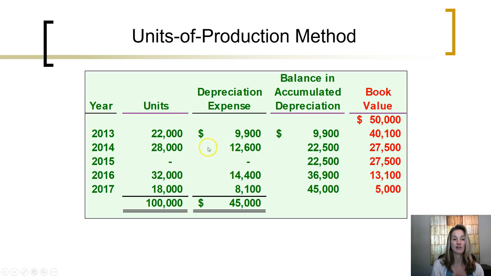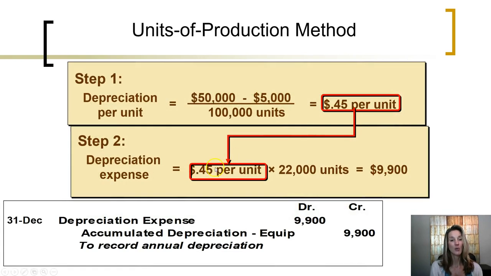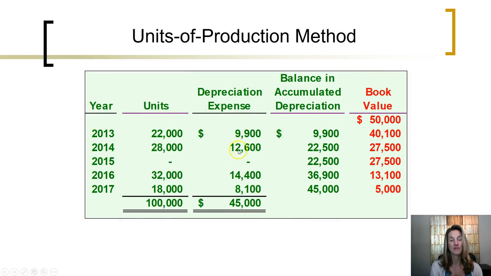Assuming that in the second year of the asset's life, 28,000 units were produced, we would take year two's actual production and multiply by 45 cents per unit to get the depreciation expense to record in year two. So in year two, the journal entry would be debit to depreciation expense and credit to accumulated depreciation in the amount of $12,600.